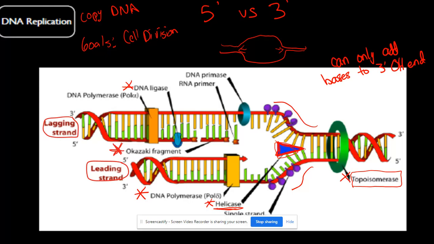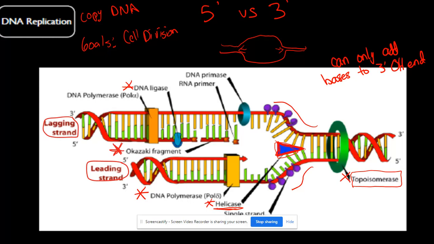But as it's unraveling, ahead of those forks, it's going to continue to get more and more coiled up because you've got two forks that are actually running into each other. So that topoisomerase is going to start to break bonds between the nucleotides, which will in turn allow them to unravel as that helicase continues on. And then as soon as that tension is gone, it pieces them back together again. And now those two forks eventually run into each other and you've got a complete strand.